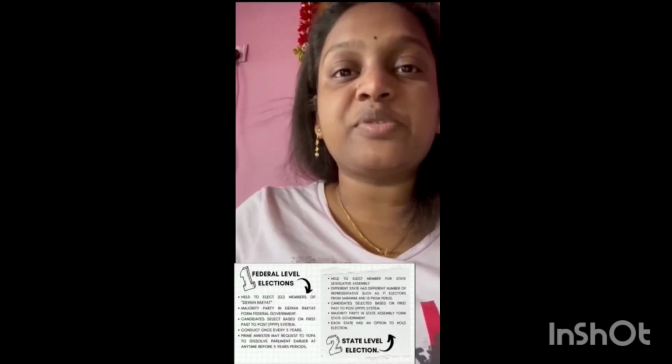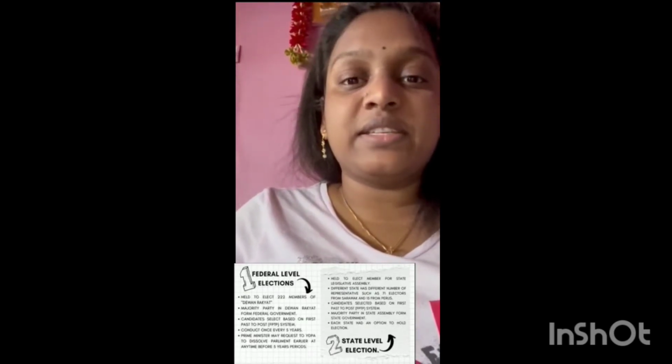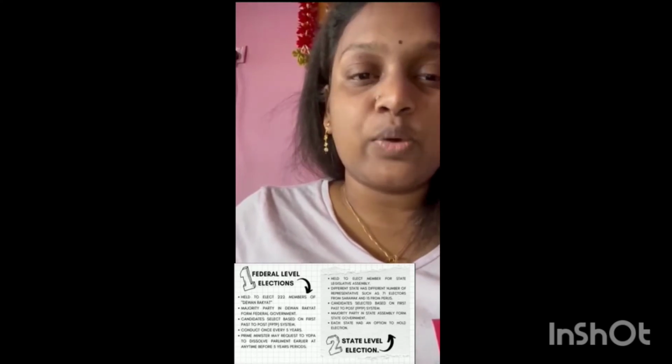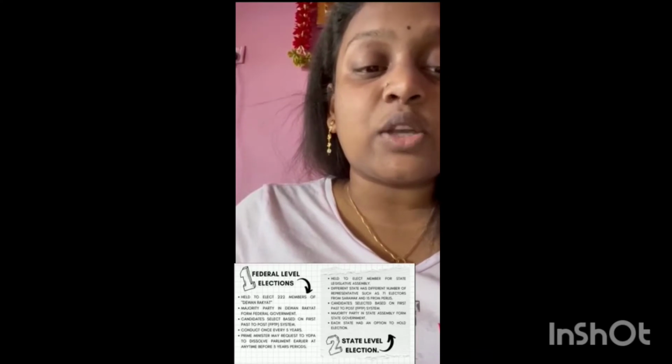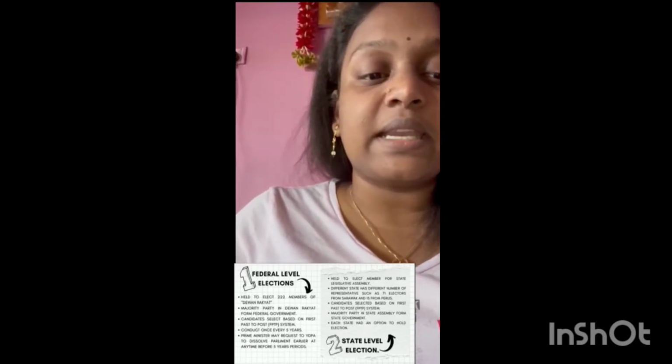Hi, my name is Kishini. Today I'm going to explain the types of election in Malaysia. First, the federal level election is held to elect 222 members of Dewan Rakyat. The majority party in Dewan Rakyat forms the federal government. Candidates are selected based on the first-past-the-post, or FPTP, system. It is conducted every 5 years. The Prime Minister may request the YDPA to dissolve Parliament at any time before the 5-year period ends.